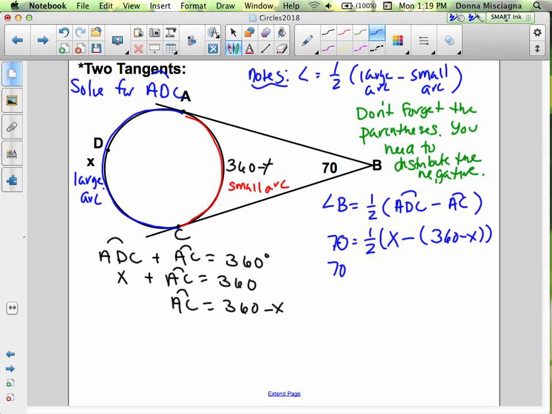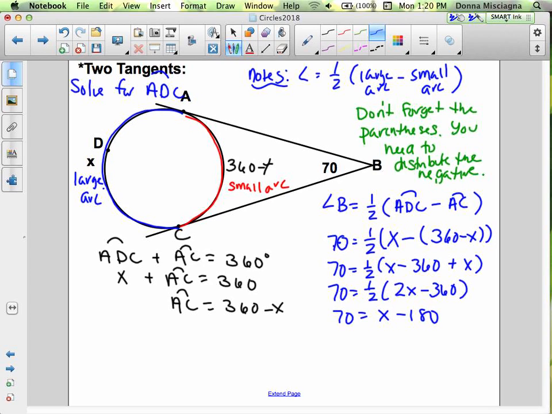So that's going to give us 70 equals 1/2 X minus 360. Negative times a negative is positive, so that'd be plus X. So that's going to be 70 equals 1/2 times X plus X is 2X minus 360. We can distribute the halves since those are both even terms. If they weren't even, we would just multiply both sides by 2. But there's no reason to do that because 2X and 360 are evenly divisible by 2. So 70 equals X minus 180, and then we just add 180 to both sides.